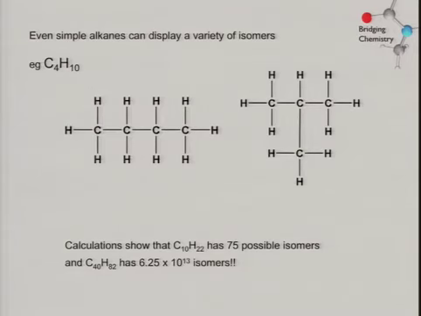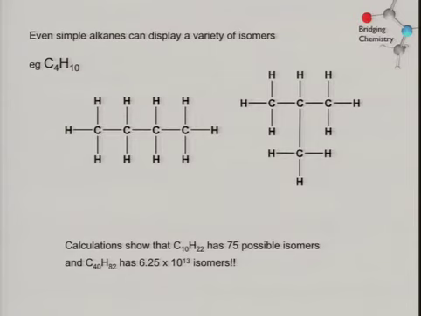So there's a little mathy thing that you can do to work out how many possible isomers you can have. Calculations show that if you have C10H22, then that has 75 possible isomers. Right? So there's an easy exam question just there: draw all the isomers for C10H22.